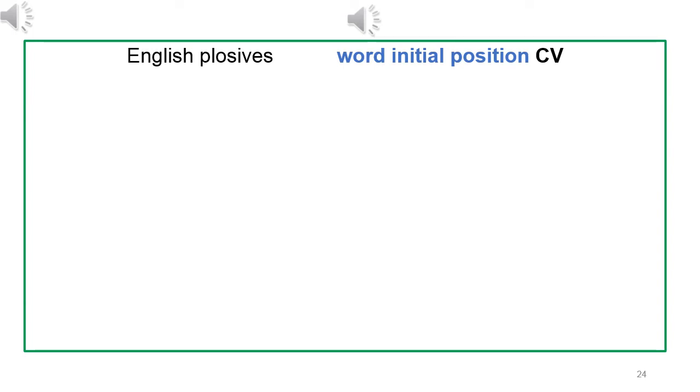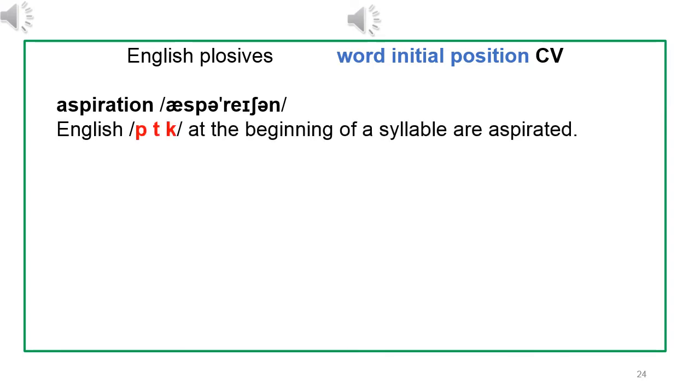When we say the voiceless plosives p, t, or k at the beginning of a syllable or of a word in English, there's a puff of air or a burst of noise or audible plosion which we call aspiration. English p, t, and k at the beginning of a syllable are aspirated.